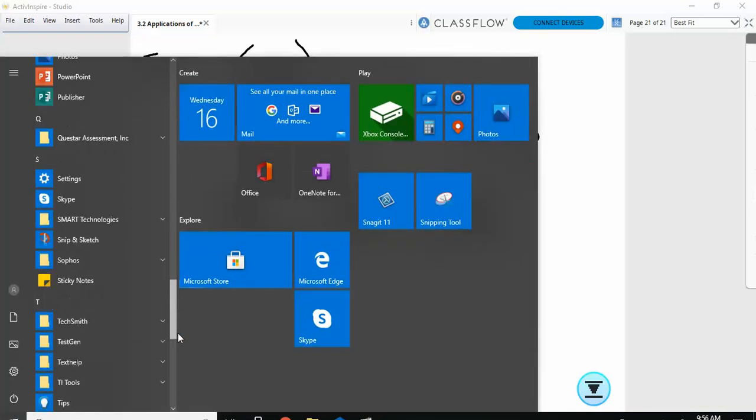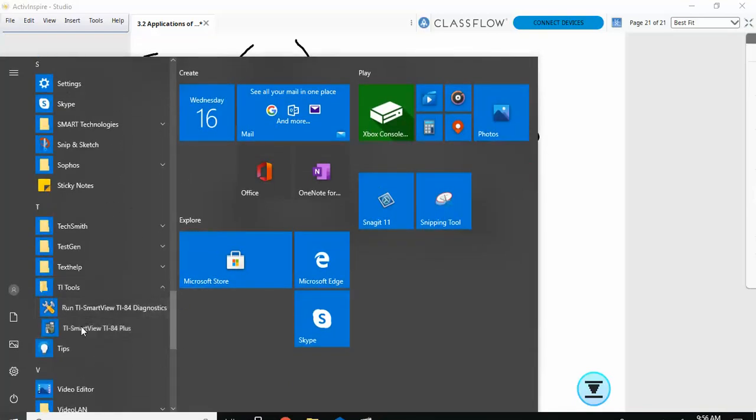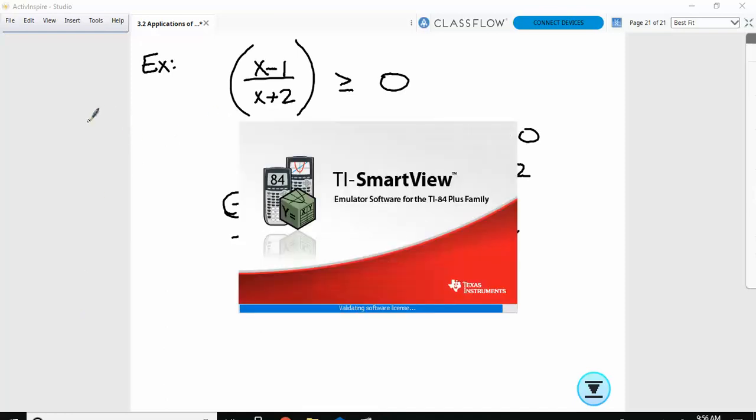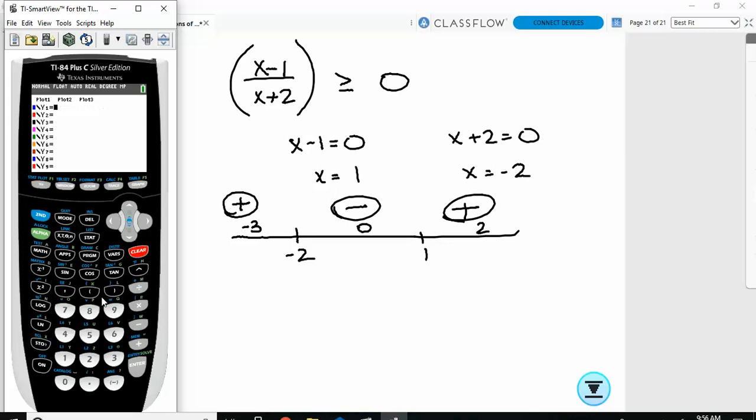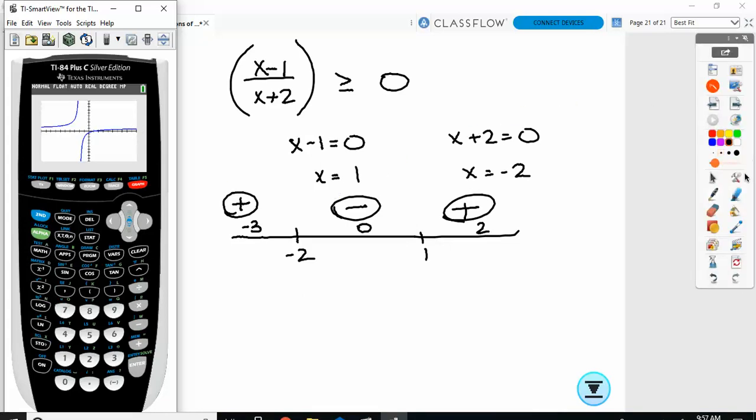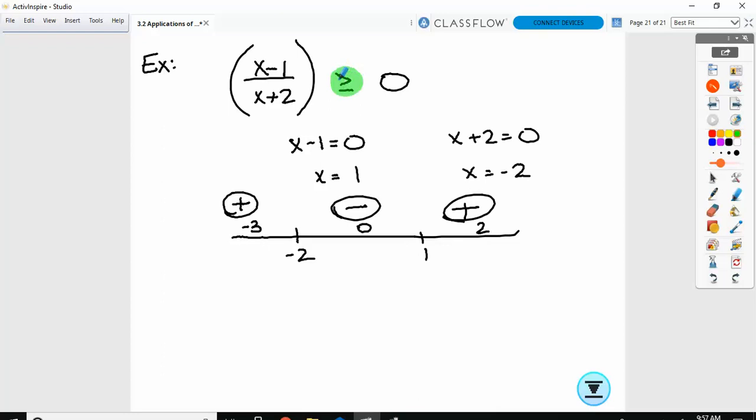Others like to graph it, and when you graph, you just look for above or below the axis. So we would do, make sure you have your parentheses, x minus 1 over x plus 2. This graph starts above the axis, so positive, then it's below, so negative, and then positive. Then we have to decide which ones we want. Greater than means positives.